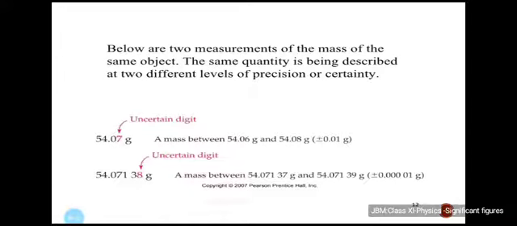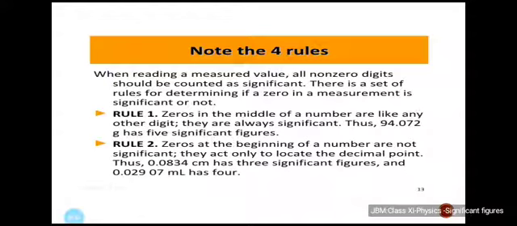Below are two measurements of mass of the same object. The same quantity is being described at two different levels of precision or certainty. For example, a mass between 54.06 gram and 54.08 gram, we have written the value as 54.07 gram. But for a mass between 54.07137 gram and 54.07139 gram, we have written 54.07138 gram. So the last digit is always uncertain.